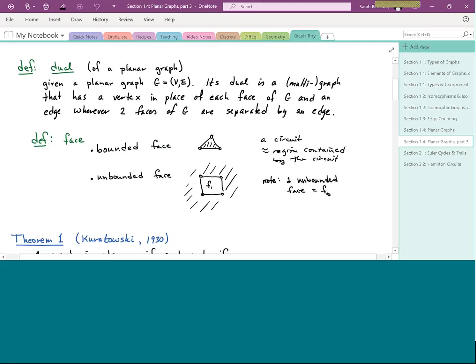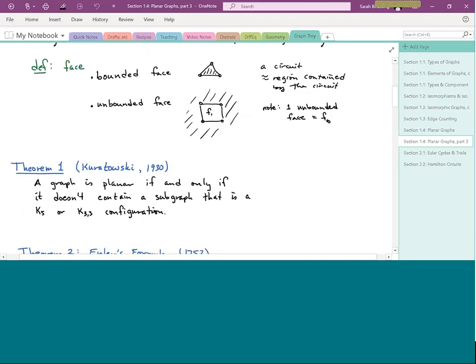We talked about bounded faces, we talked about unbounded faces. Faces are determined by circuits, but not every circuit in your graph, only the ones that, if you draw them out, you're not going to have any vertices inside the region that's considered the face. And that's true of both the bounded faces as well as the unbounded faces, and you only ever have one unbounded face. Now, that's where we've been in the past.